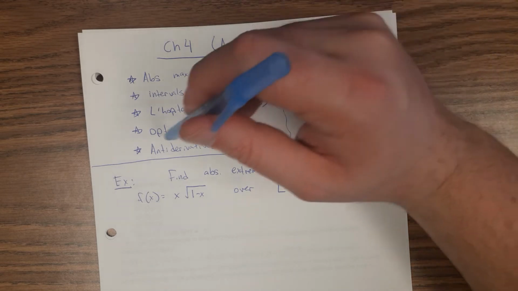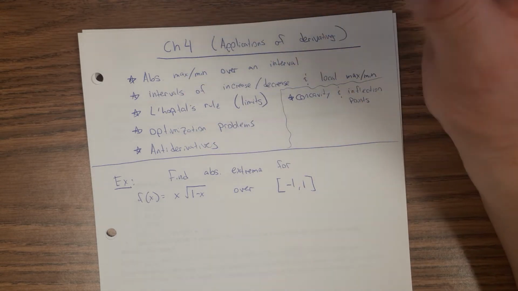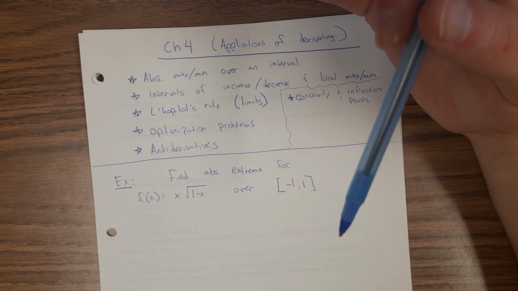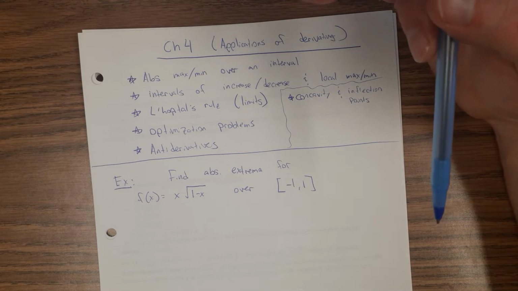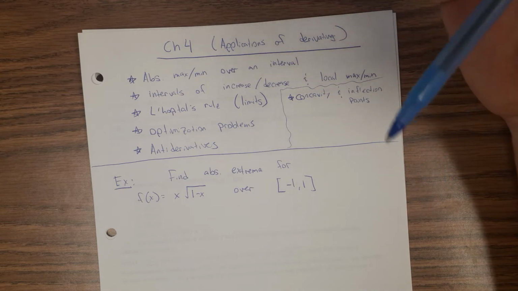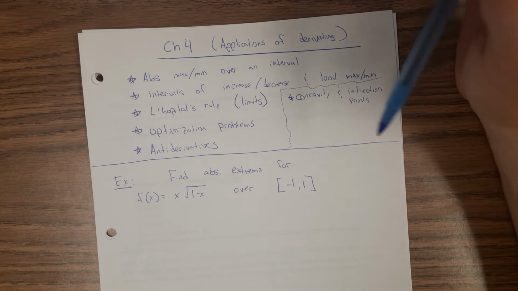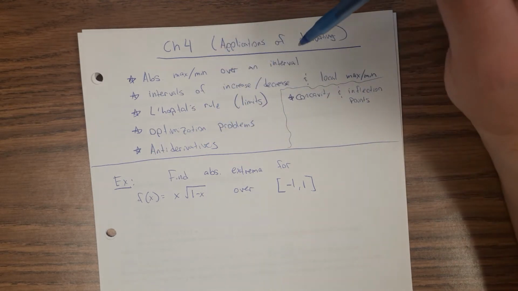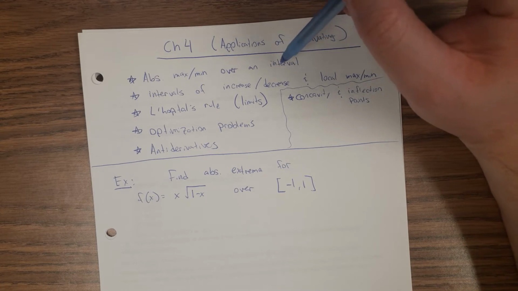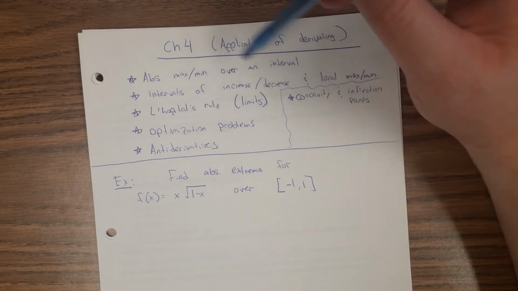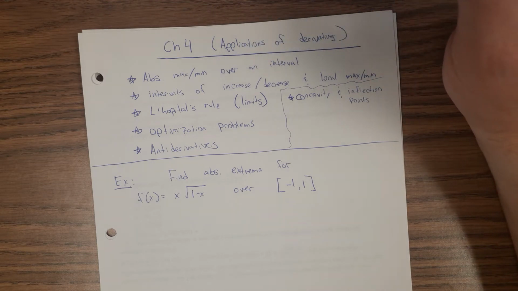Then there was also optimization problems. These are like word problems where often you are trying to maximize the volume or minimize the surface area or something like that of some shape. And then we have antiderivatives. So these are the main things that I would ask you on the final exam out of Chapter 4.